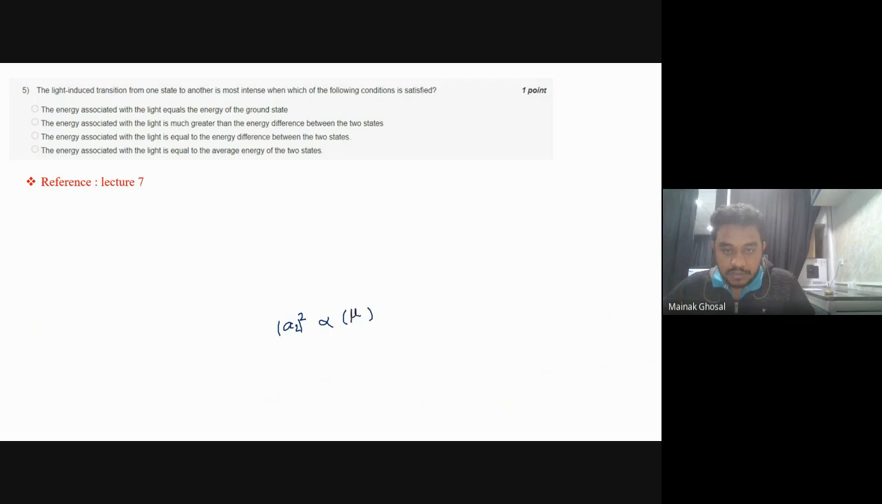So this is mu z 21 square. Okay. And there will be some term like e to the power i (E2 minus E1 minus h nu) t. I'm just writing the expression. You can see in the lecture, this expression was derived using some good mathematics.